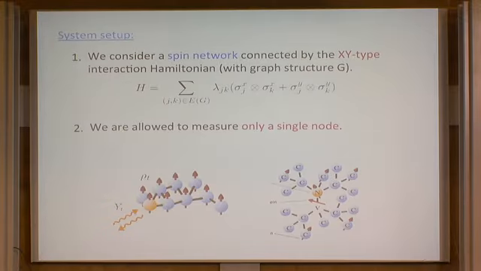So this is the system setup. We consider a spin network with an XY-type interaction Hamiltonian, which is given by this. So XX and YY, and there's no Z component. And lambda JK is the coupling strength between the J-th node and the K-th node. If lambda JK is 0, that means the J-th node and the K-th node are not connected. And also, this is the assumption, we are allowed to measure only a single node, like an NV center. This is the accessible node we can measure.